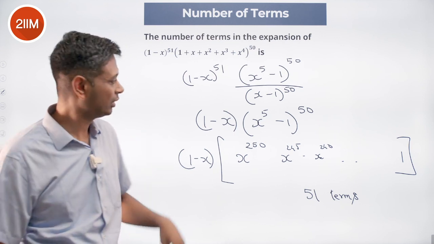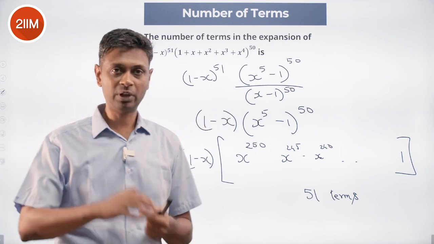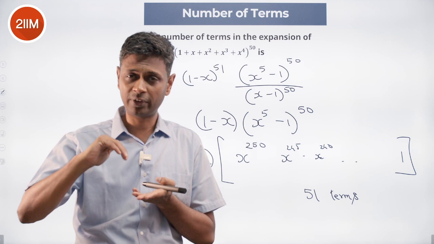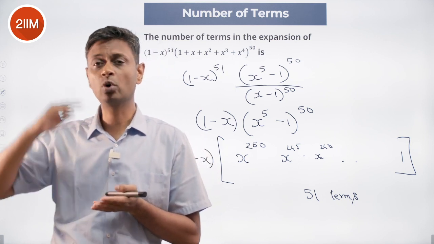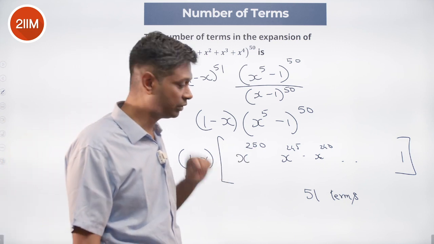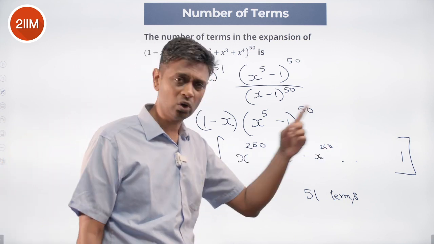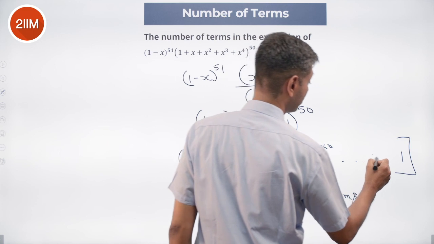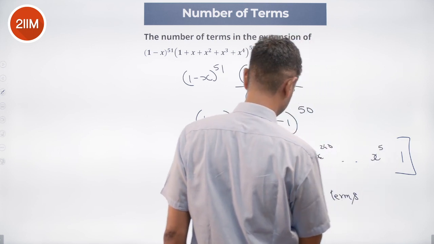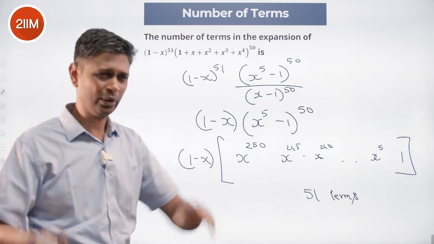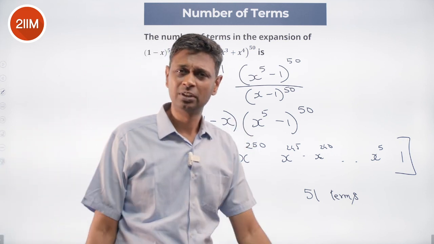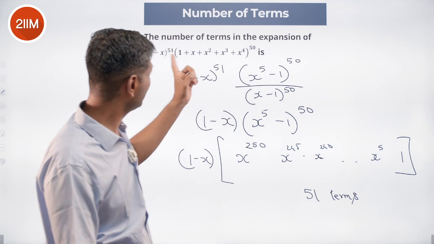That's a starting point. Each term, you will have x power 5 whole power 0, x power 5 whole power 1, x power 5 whole power 2, x power 5 whole power 3, all the way till x power 5 whole power 50. There will be an x power 250 term, 245, 240, all the way till x power 10, x power 5, and then 1. It will be plus and minus alternately. I don't care about the value, I don't care about the coefficient. All I want to know is how many terms will be there.